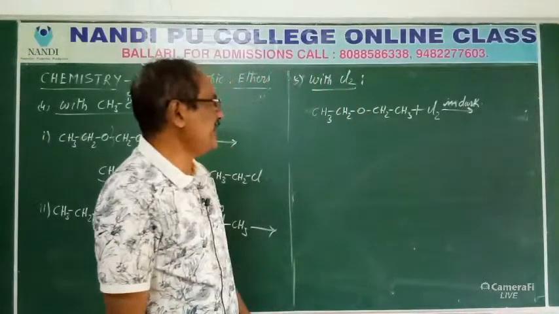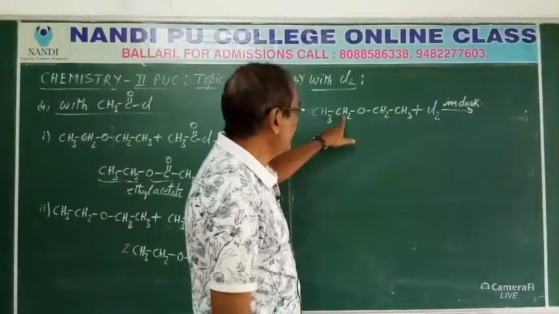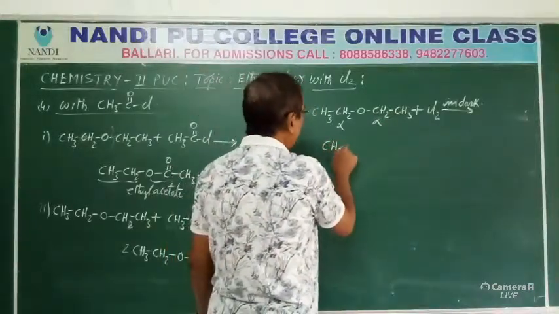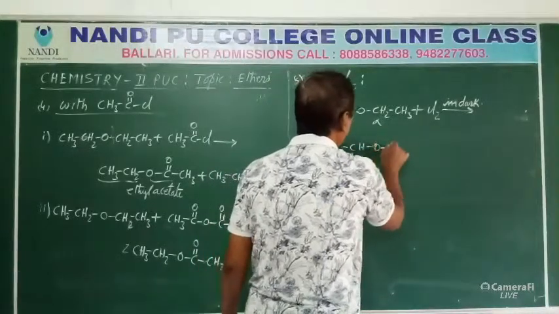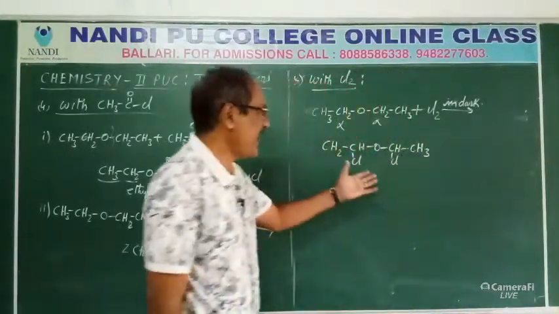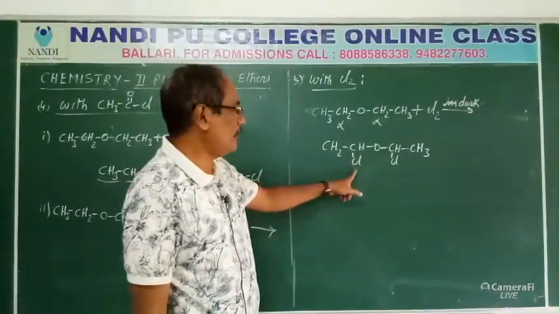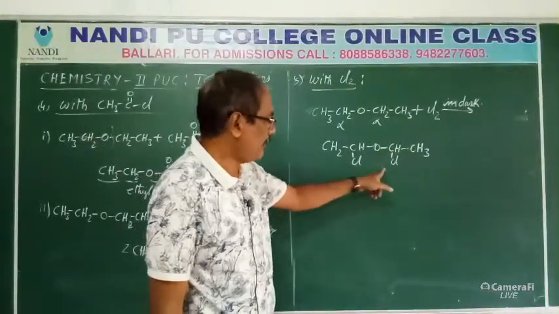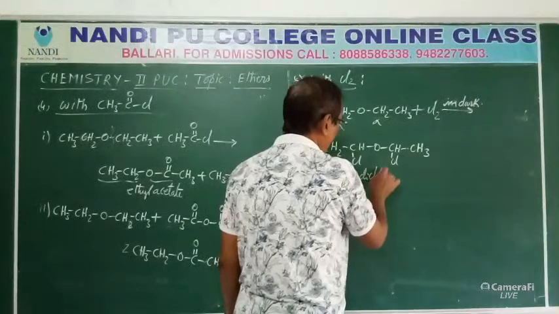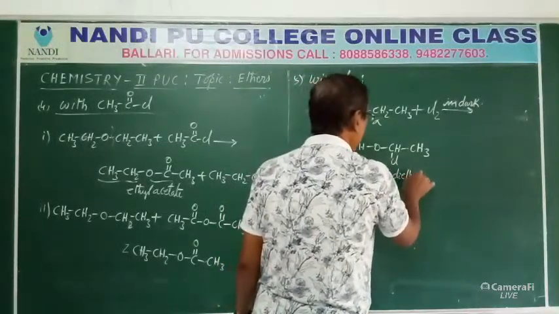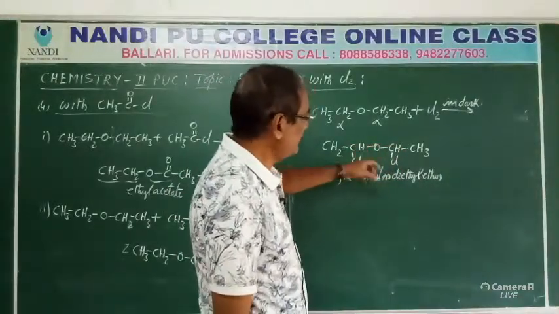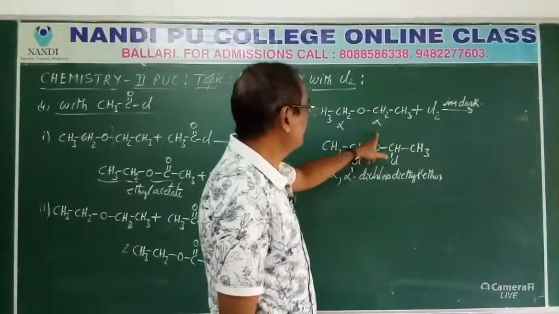So in dark conditions, when chlorine is treated with this, the alpha hydrogens are replaced by chlorine. What are alpha hydrogens? This is an alpha hydrogen, this is an alpha hydrogen. So what will be the product here? CH3CHClOCHClCH3. Of course, this reaction is carried out in 2 steps. First step, alpha chloro diethyl ether. Second one, alpha alpha-dash dichloro diethyl ether. First step 1 chlorine, second step 2 chlorines are reacted because these 2 are similar, identical groups.